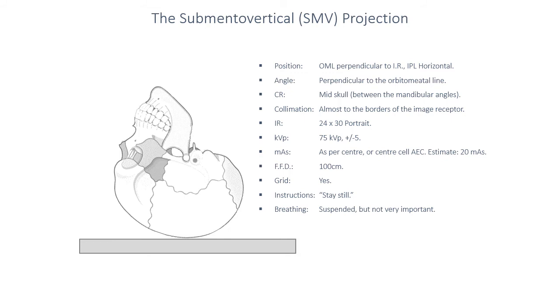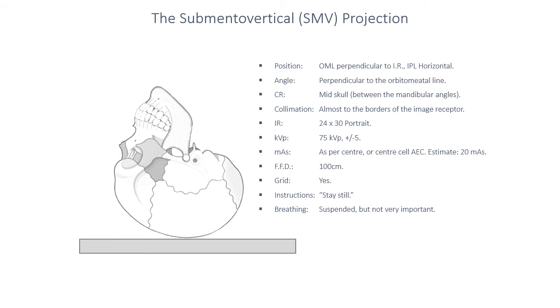The submentovertical or SMV projection is probably one of, if not the most challenging projections of the skull. The purpose of the submentovertical projection is to be able to create another image at 90 degrees to your PA and lateral projections by having the projection pass from the inferior part of the patient's cranium to the top. This requires a very great degree of patient compliance.